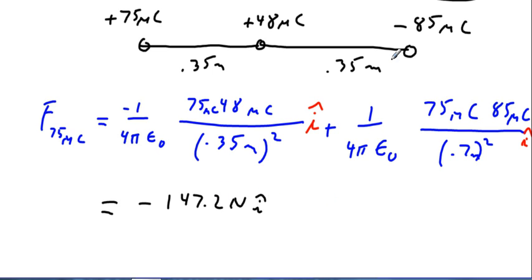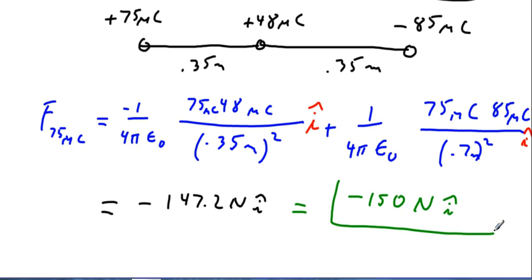So it looks like the repelling force wins, and I'm going to be moving away. Anyway, I only have two significant digits, so I'd have to say, well, final answer is only going to be minus 150 newtons i hat, because the force is a vector quantity, so we'd have to have a direction thrown in. Okay, well, that's one down.